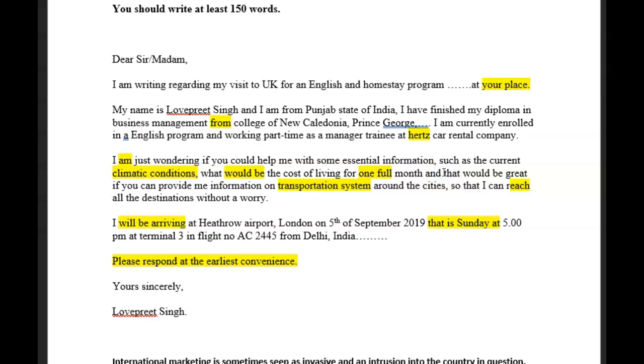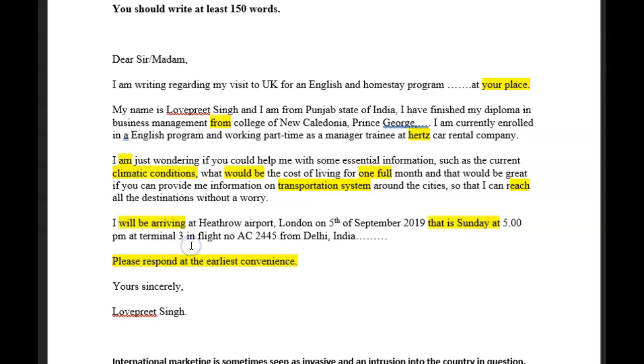Here I would put, additionally, it would be great if you could provide me with information on public transport around the cities so I can get around. A little bit more informal there. Get around without a worry. I like this, without a worry. That sounds great.